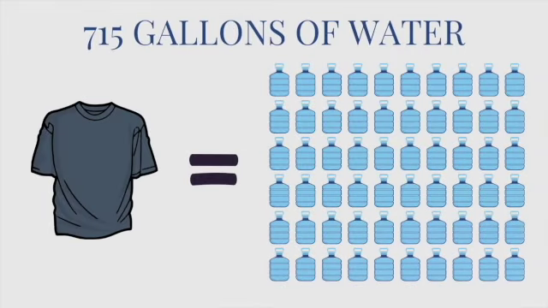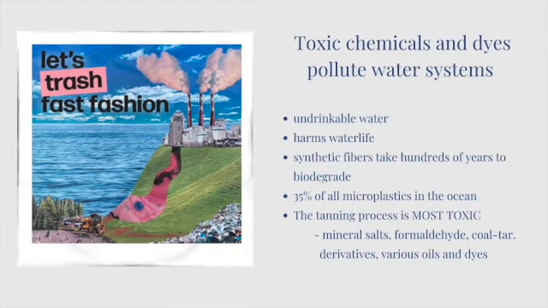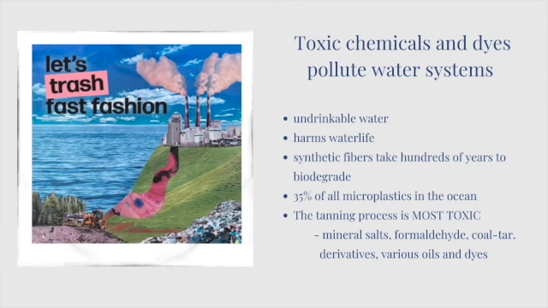It takes about 700 gallons of water to grow enough fabric for one t-shirt. Each year, the fashion industry uses 1.5 trillion liters of water. At textile factories, toxic chemicals travel through pipes and pollute water systems. Water left over from the dyeing process is dumped into streams and rivers. This causes water to be undrinkable in some areas and also harms wildlife. 35% of all microplastics in the ocean come from the laundering of synthetic textiles.